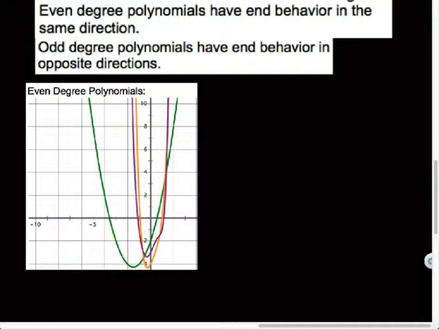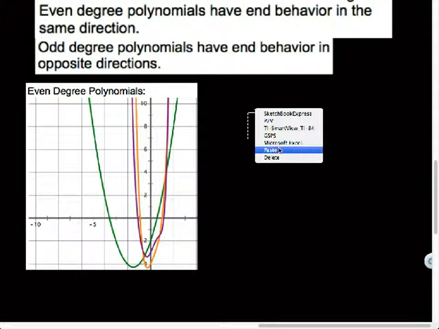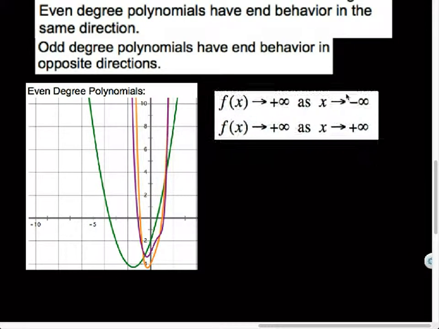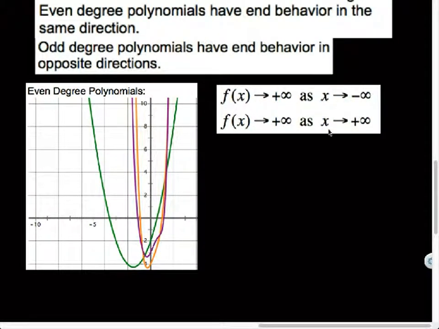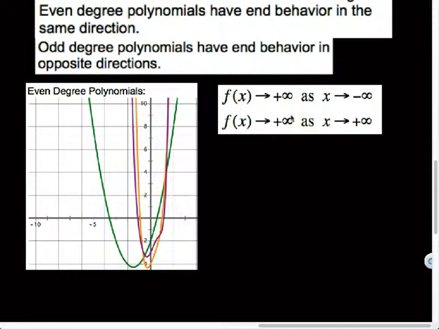And the way you would describe this end behavior, this notation you should write down because understanding what this means is important. This is how we describe end behavior. So what I'm saying is the function f of x, or this is the same as the y value, y approaches positive infinity as x approaches negative infinity. So that's describing this side here. So it's basically saying as x goes to the left, y is going up. All right, is what that says.